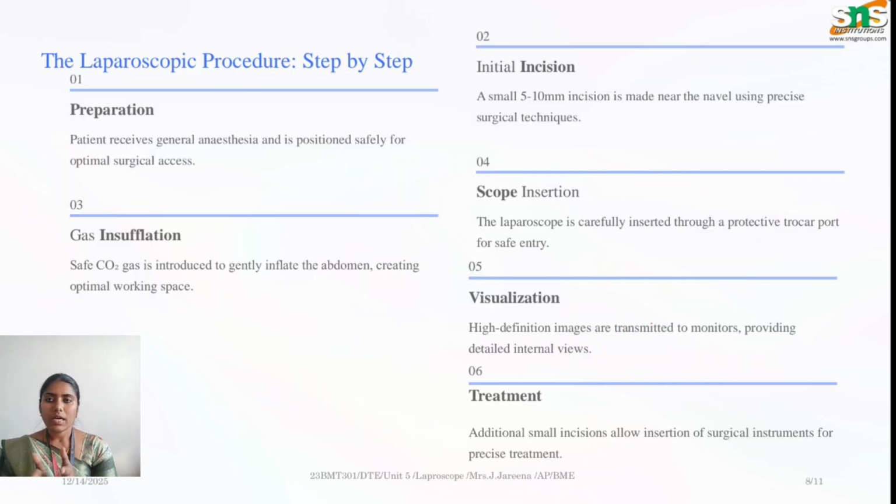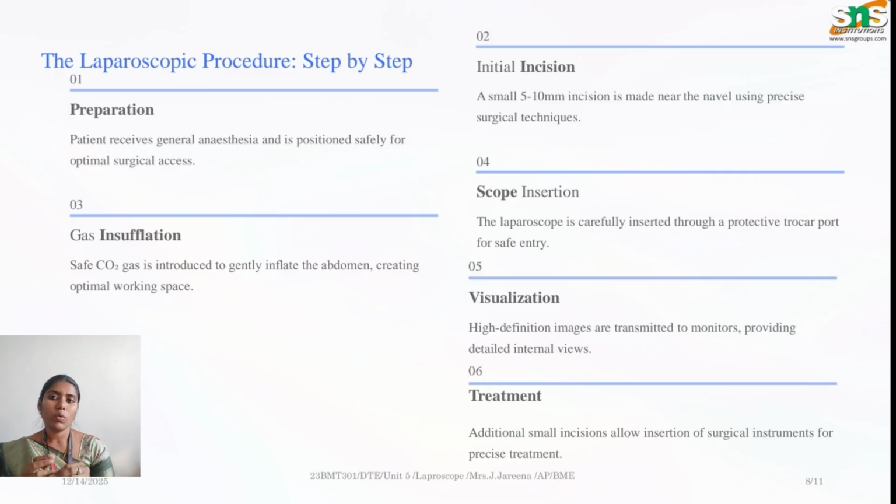So next we move on to the step-by-step procedure of laparoscopy. First, we have to prepare the patient by giving anesthesia, and then make them feel comfortable and safe by explaining what procedure will be carried out, and we keep them calm, and by giving anesthesia they are ready and prepared.